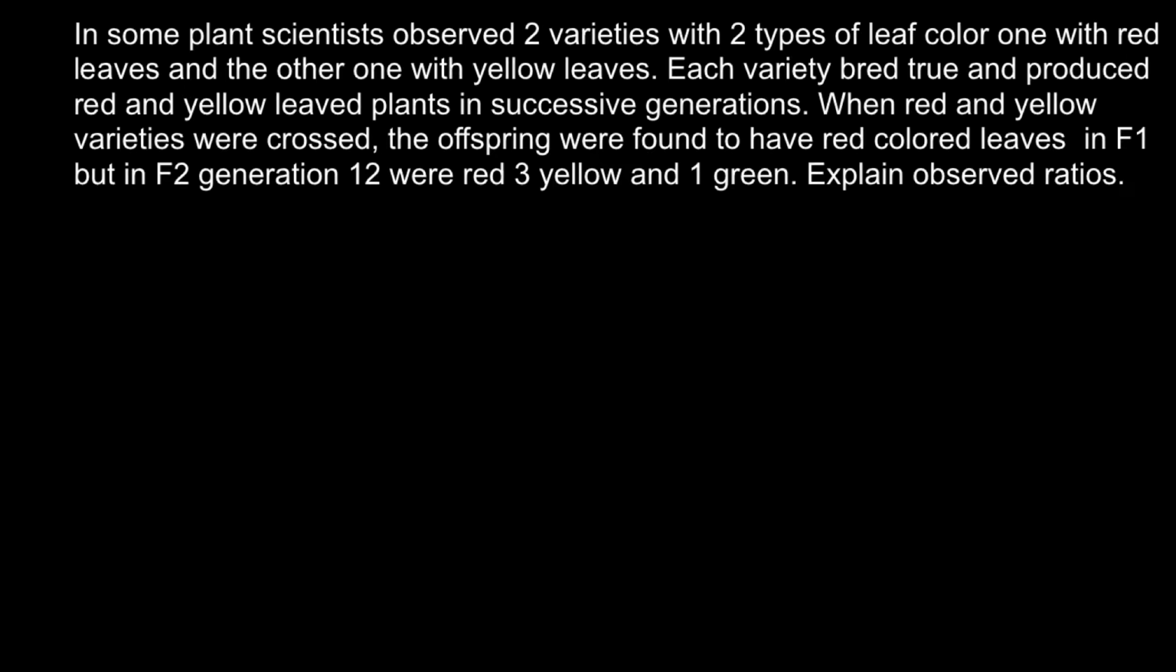Scientists observed two varieties with two types of leaf color, one with red leaves and the other with yellow leaves. Each variety bred true and produced red and yellow leafed plants in successive generations. When red and yellow varieties were crossed, the offspring had red-colored leaves in the F1 generation, but in the F2 generation 12 were red, 3 yellow and 1 green.